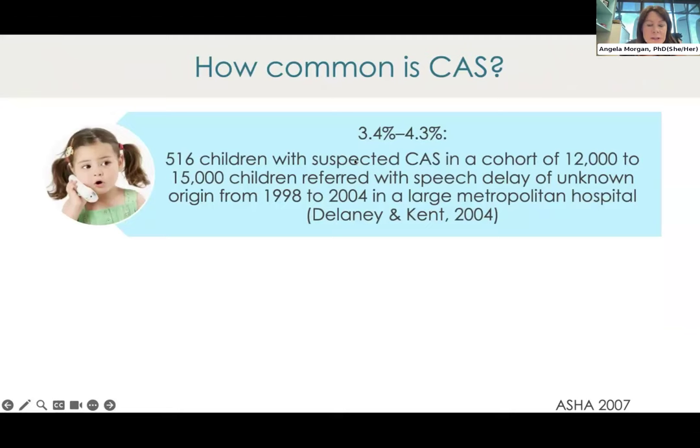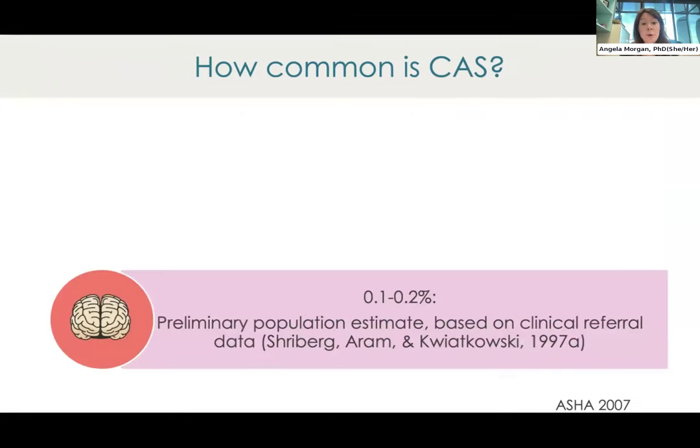How many children experience apraxia? If you take a group of children in a clinic, children that have been referred to a speech clinic, the rate is around 3 to 4%. But in the general population, it's really only about 1 to 2 children per 1,000. So we know that it is a quite rare speech condition.